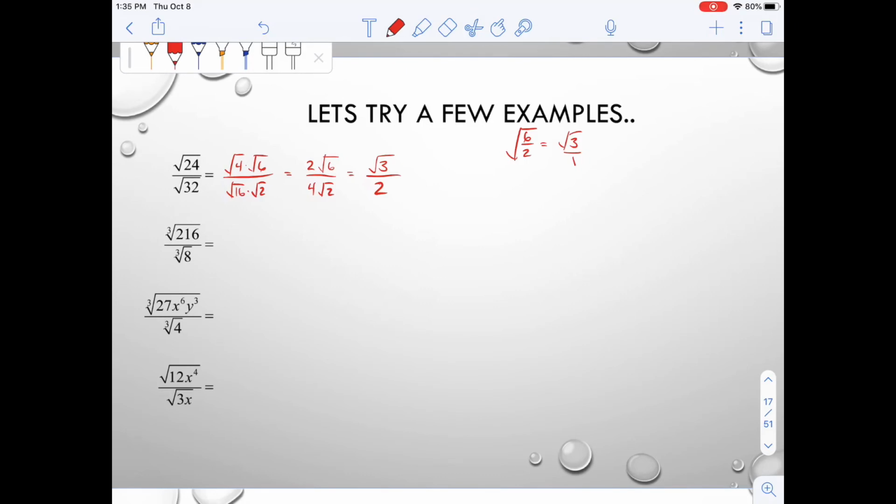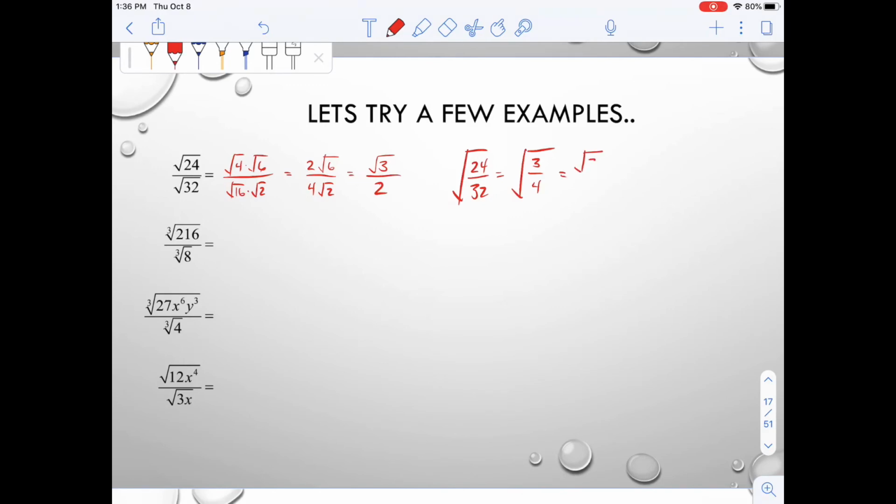I was debating if I wanted to show that in another way. Why not? Let's do it. All right, so let's take a look here. If I chose to write that as a single fraction, 24 over 32, they're both reducible by a factor of 8. Here I'm going to get 3 over 4 is my square root.